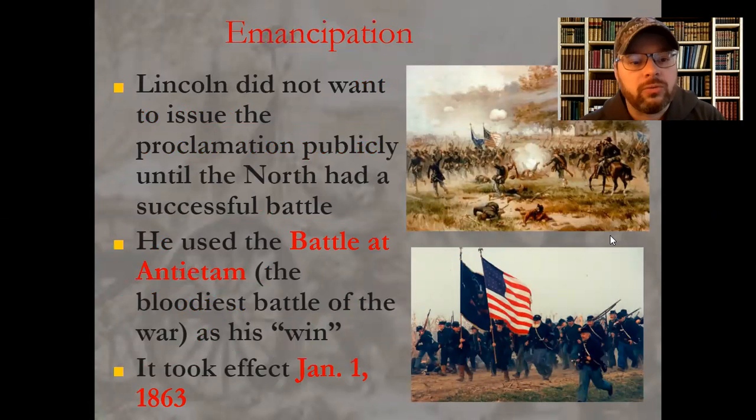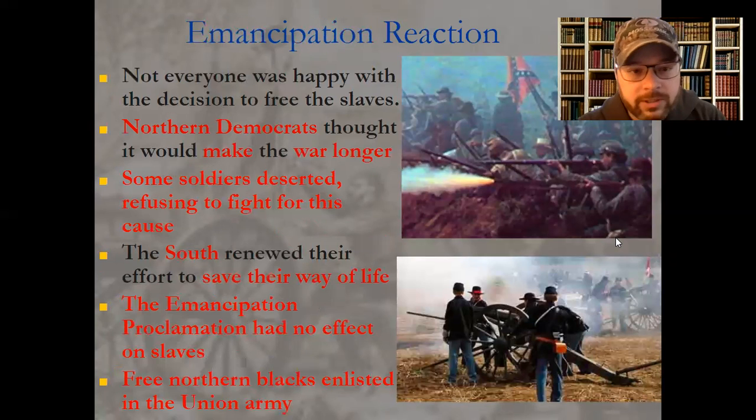Lincoln did not want to issue the proclamation publicly until the North had a successful battle. This was because he needed to show that the North was powerful enough. He used the Battle of Antietam, the bloodiest battle of the war, as his win. It took effect January 1st, 1863. Not everyone was happy with the decision to free the slaves. Northern Democrats thought it would make the war longer. Some soldiers deserted, refusing to fight for this cause. So some of the Northern soldiers were like, no, we're not fighting to free slaves. The South renewed their effort to save their way of life.